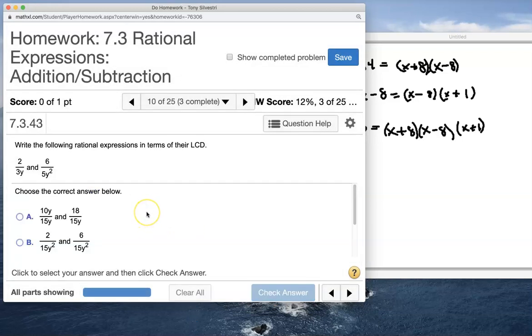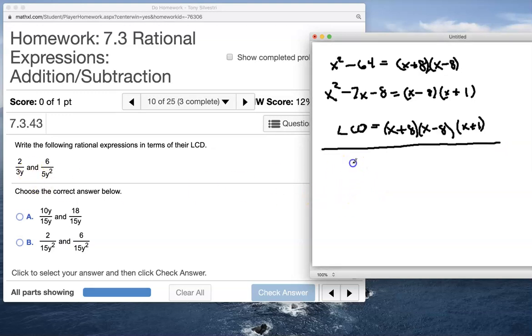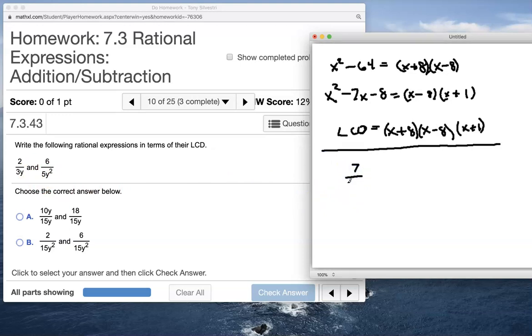Now write the following expressions in terms of their LCD. So basically what they're saying with this problem here, let's go backwards a little bit and show you. Remember how you did fractions that didn't have variables? Let's just say I did 7 over 30 plus 4 over 25. Right now you can't do this problem because the denominators aren't the same.